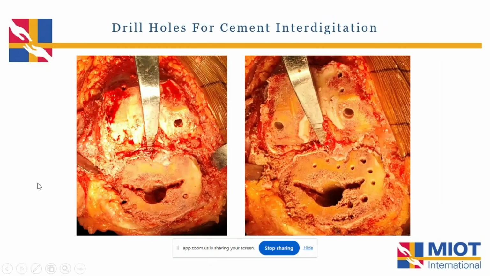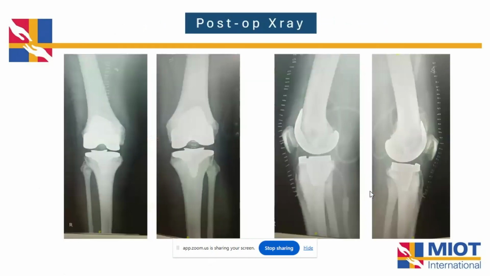And on the right side, the epiphysis was not that normal. It was also sclerotic. This was the tibia prepared surface. So for better cementation, we had to drill holes in that sclerotic bone. So this is the post-op X-ray. As you can see, the CR implants, and this is a primary Attune.